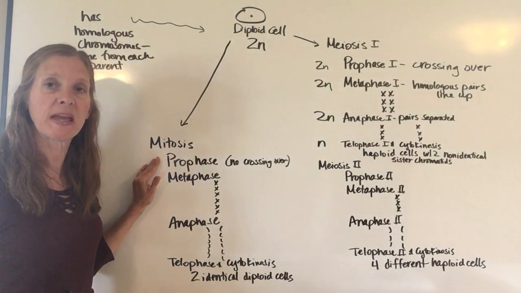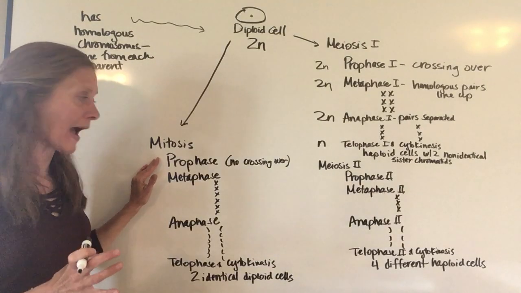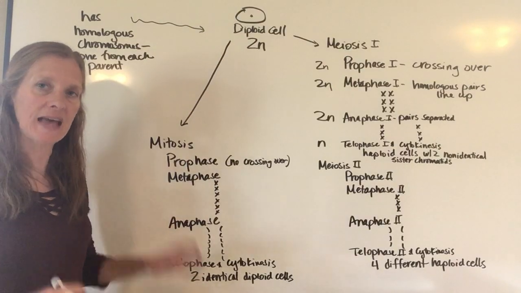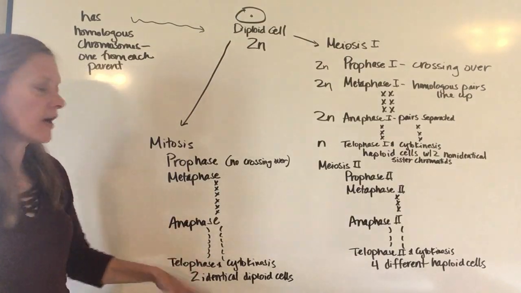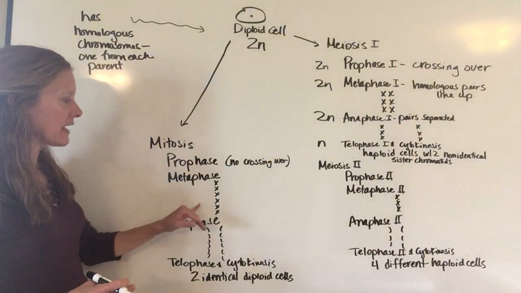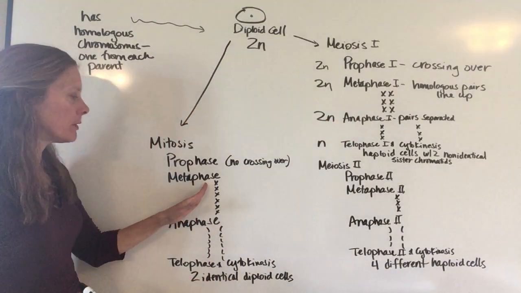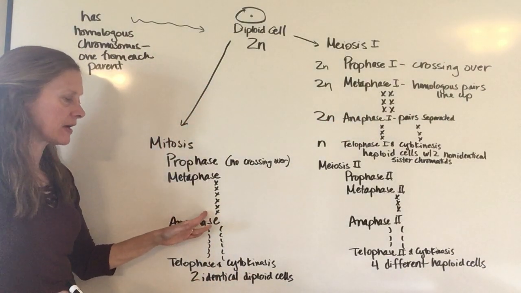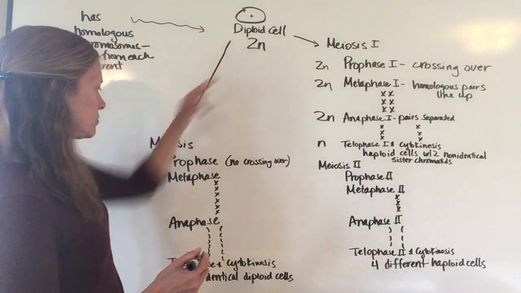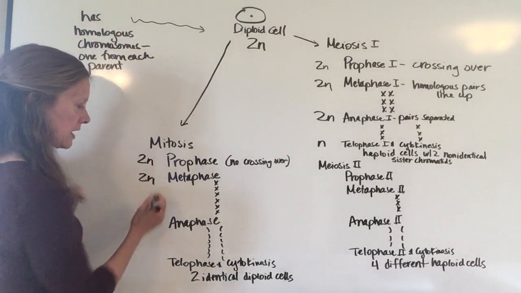There was just simply a duplication of the chromosomes, but no crossing over happened. And so every daughter cell is going to have exactly the same chromosomes that the mother cell had. Okay, so in metaphase, in place of lining up in homologous pairs, they're all lining up separate from each other, okay? So the diploid cell is in 2N. So here I'm in 2N. Here I'm still in 2N.